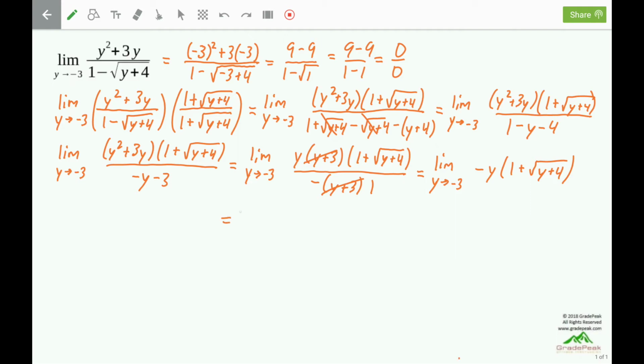And we should be able to plug in a negative 3 for all of the y values. And that will give me negative of negative 3 times a 1 plus the square root of negative 3 plus 4. Negative of the negative of 3 is a positive 3. And then 1 plus the square root of negative 3 plus 4 is a 1. So we have 3 times 1 plus the square root of 1, which is a 1. So we have 3 times 2, and that comes out to 6.